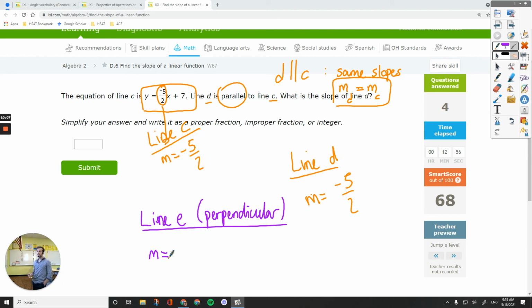Negative reciprocal means change the sign, flip the fraction. Negative, change it to positive. If it was positive, you would have turned it into negative. Turn it into positive, flip your fraction. Instead of 5 over 2, that would be the slope of another line that is perpendicular to these two lines. So that's going to be the detail that you have to pay attention to. Figure out if you're dealing with a perpendicular or a parallel line. In this case, we are dealing with a parallel line, so their slopes are going to be equal.